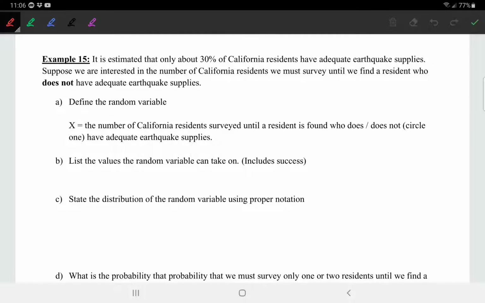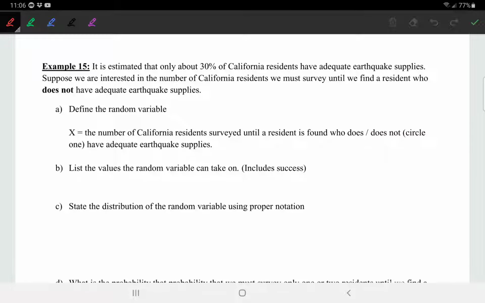It is estimated that only about 30% of California residents have adequate earthquake supplies. So suppose we are interested in the number of California residents that we must survey until we find a resident who does not have adequate earthquake supplies. So what we're going to be looking for is how many fails do we have until we get to a success.